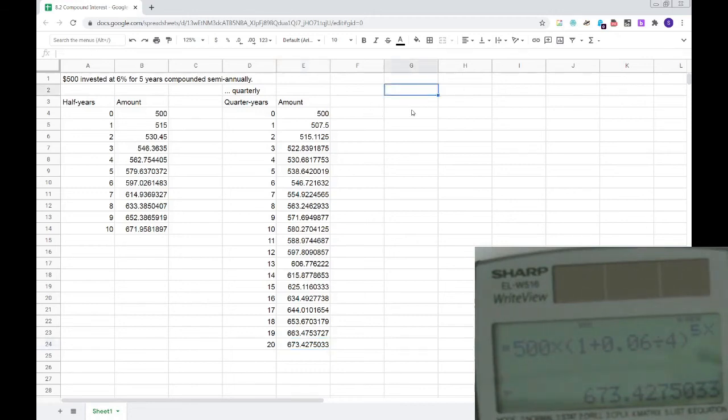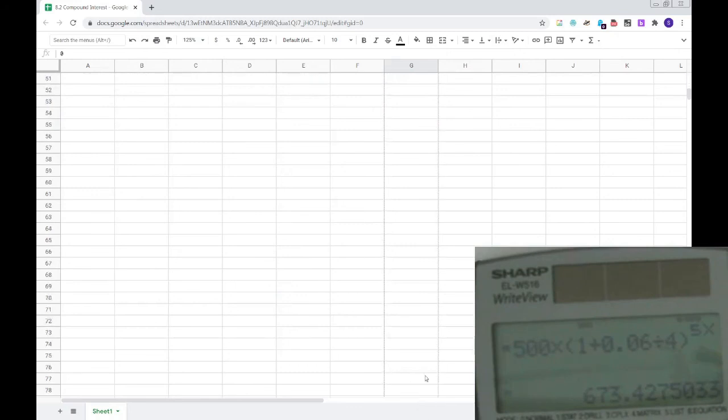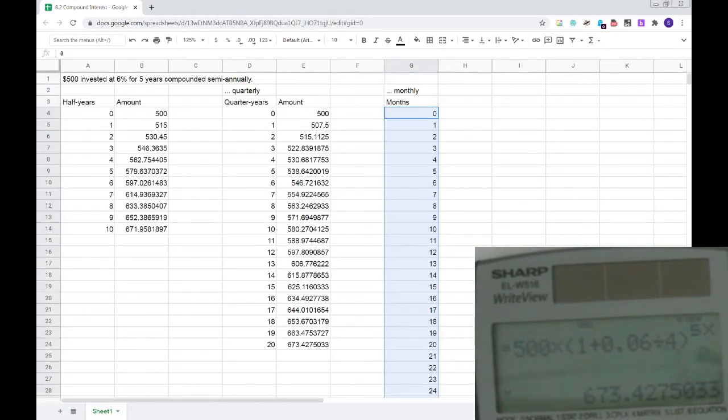Interest can also be compounded monthly. So I'm going to count by months. How many months are there in 5 years? Five times 12 gives us 60 months.